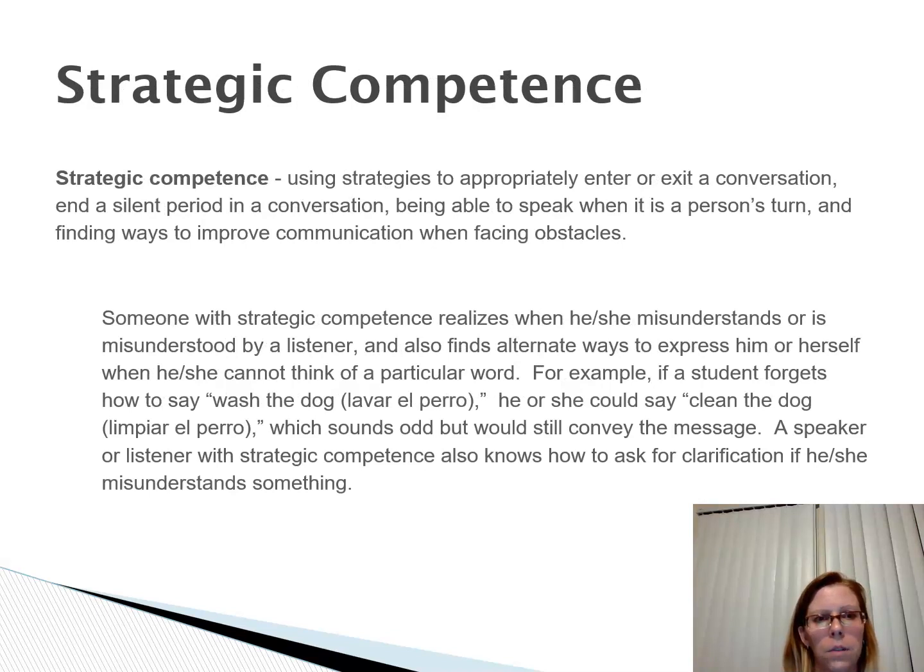And the last one is strategic competence, using strategies to appropriately enter or exit a conversation, to end a silent period in a conversation, be able to speak when it's a person's turn, and find ways to improve communication when facing obstacles. So maybe you can tell that somebody's not understanding you and you clarify, or you're not understanding a speaker and you ask for clarification. That would be strategies.